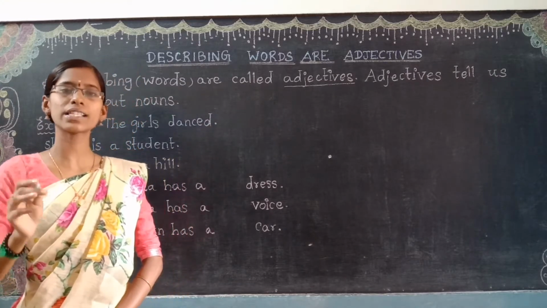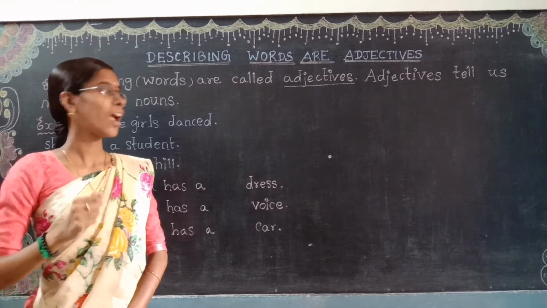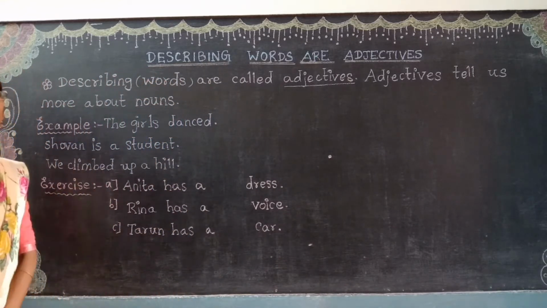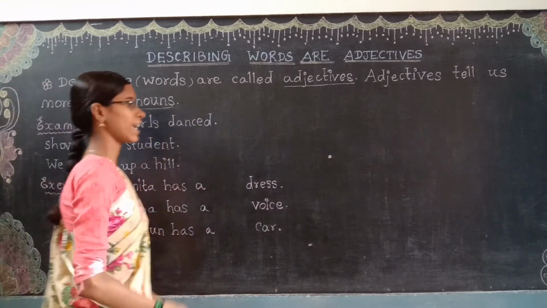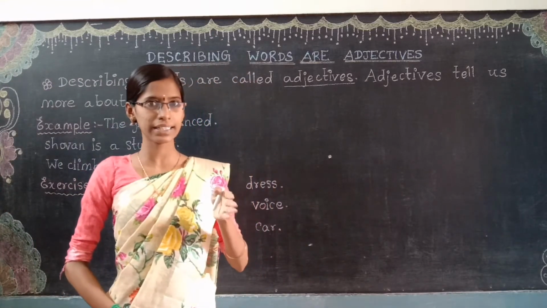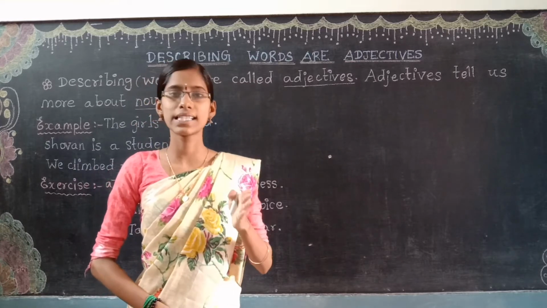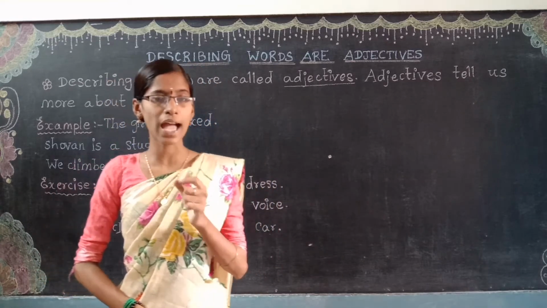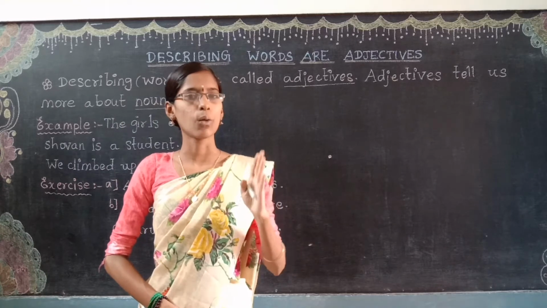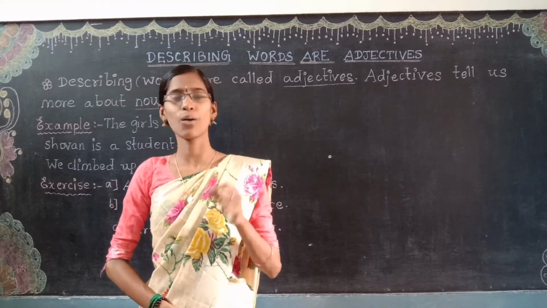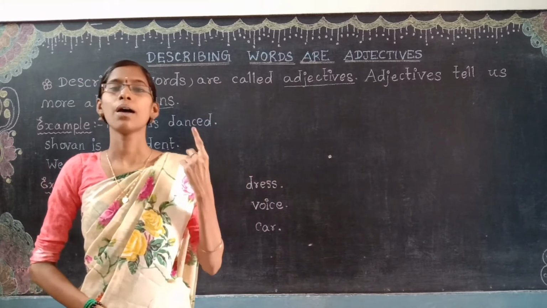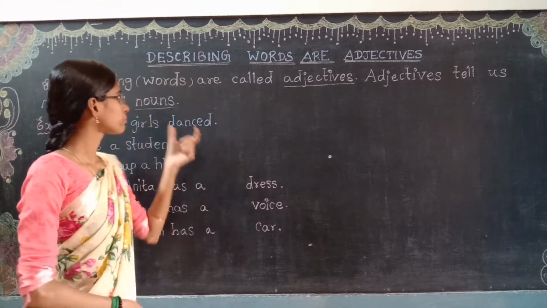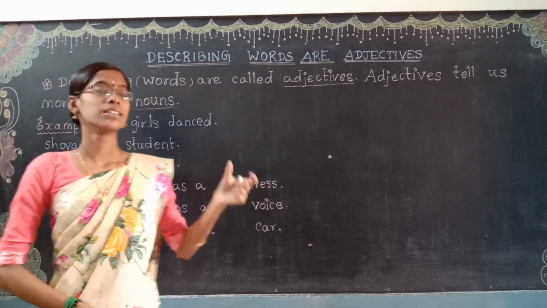Now what is the function of adjective in a sentence? You have a question, right? And for that question, here is the answer. Adjectives tell us more about nouns. When you are using an adjective in a sentence, the main function of an adjective is to tell us more about nouns. First of all, you have to know what nouns are. Nouns are naming words which refer to the name of people, places, animals, birds or things. So adjectives will describe these nouns.